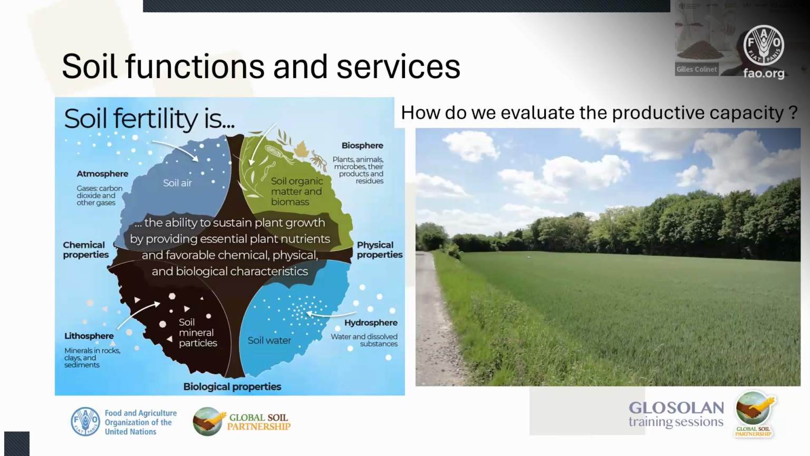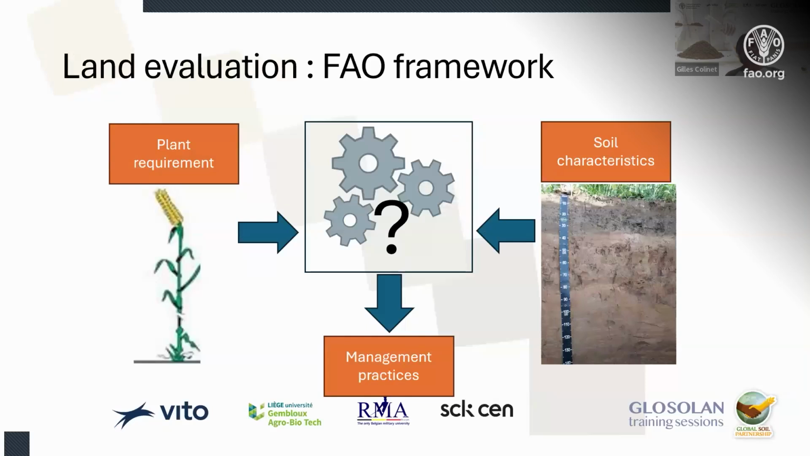So when we have a field here, it's a wheat field in southern Belgium. The question is, how do we evaluate the productive capacity of this field? And there's been a lot of work done, and in the 70s, I think it was, this general framework from the FAO.